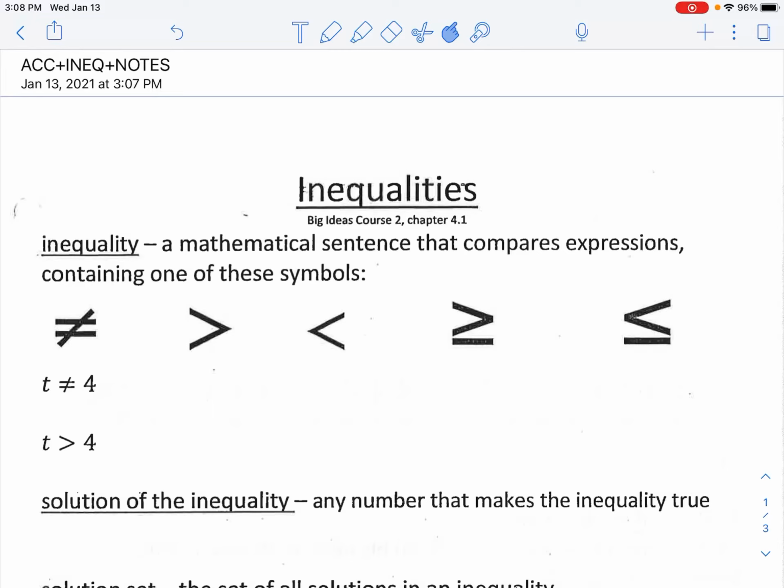Good morning. So if you're quarantined or sick at home and you missed today's notes in class, hopefully this will help you understand what we're doing with inequalities.